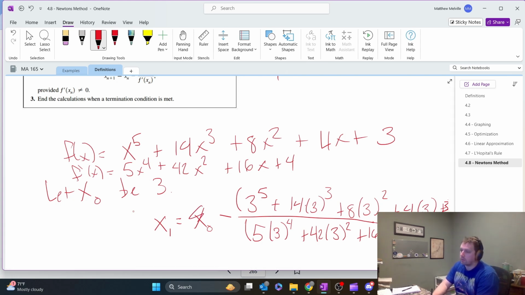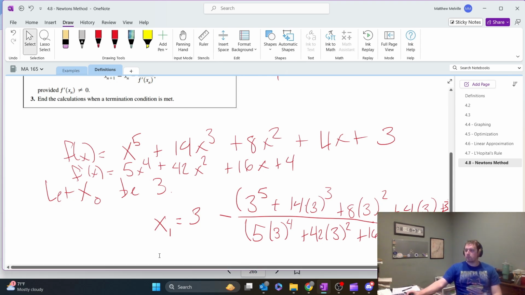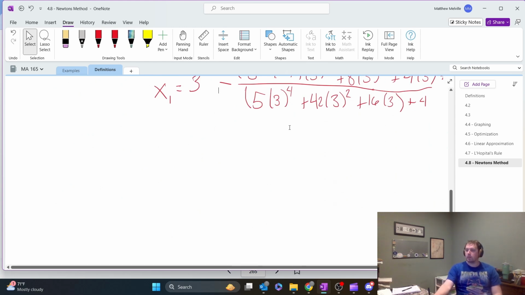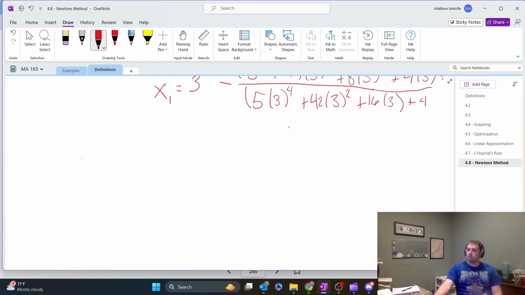I'm going to plug 3 in for this one too. So if I do that, this is going to be my next step in my approximation. I do this about 7 times. Whatever number gets here becomes my x sub 1. So then x sub 2 is going to equal x sub 1 minus f of x sub 1 over f prime of x sub 1. And then I do it again.